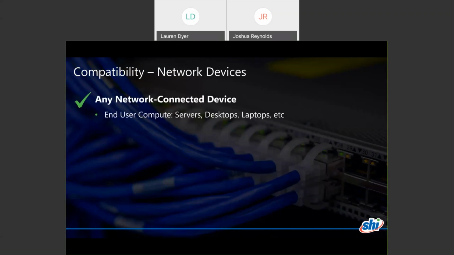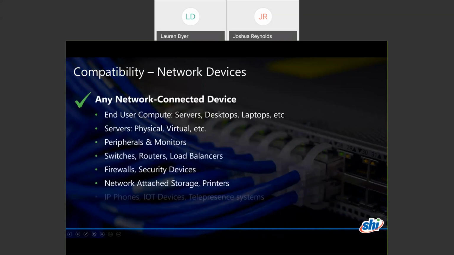Networking devices, let's talk about that for a minute. Now, obviously, if you're doing any sort of asset scanning, we want to get end user devices. Of course, that makes sense. Servers, desktops, laptops, etc. But there's a lot of other stuff out there. Peripherals and monitors, not as important to people these days as it was 15 years ago. But some people may still want to know what's out there. But here's the more important stuff: your switches, routers, load balancers, firewalls, security devices, network attached storage, printers, IP phones, IoT devices, and even telepresence systems like you have in conference rooms. Again, if it's network connected, generally JDisc is going to find it.